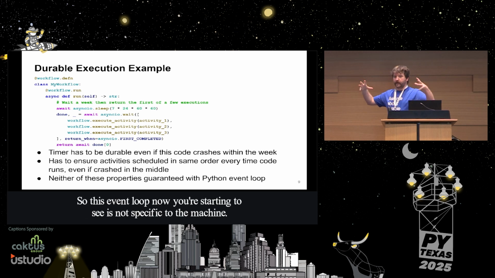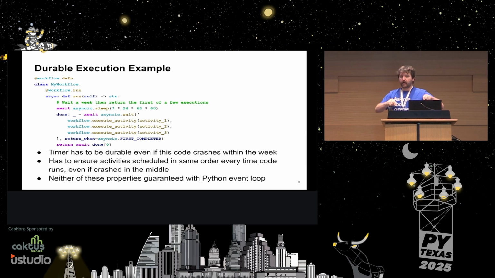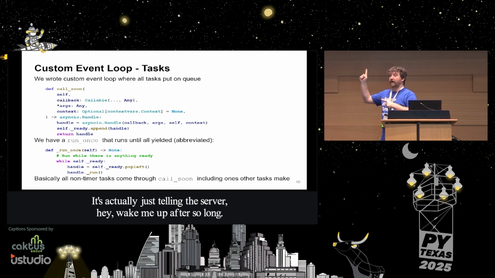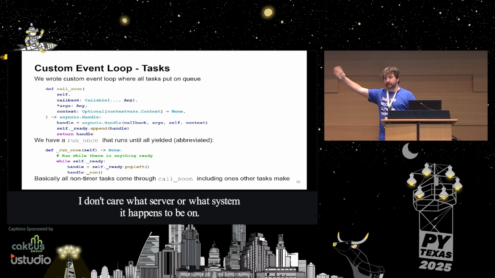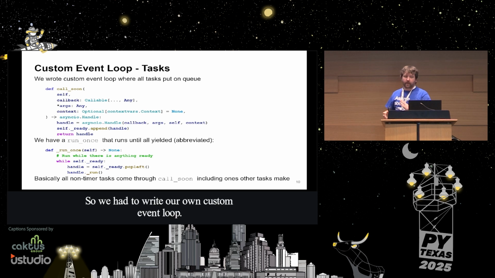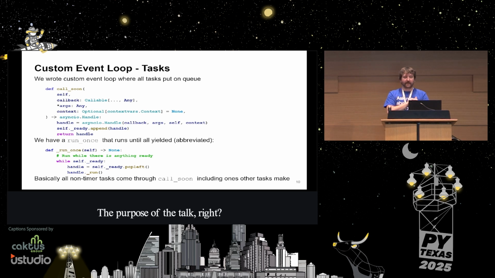So this event loop, you're starting to see, is not specific to the machine. That timer is not actually sleeping system time. It's actually just telling the server, hey, wake me up after so long. I don't care what server or what system it happens to be on. Wake us up after so long. So we had to write our own custom event loop, the purpose of the talk, right?